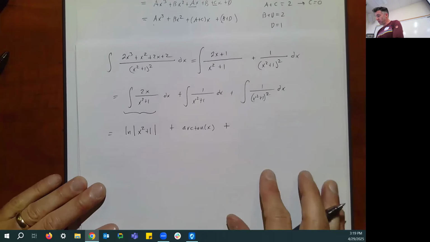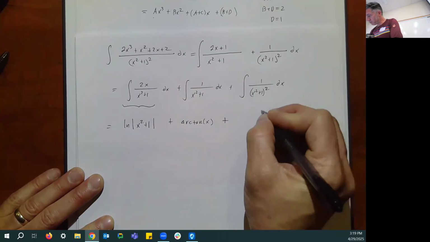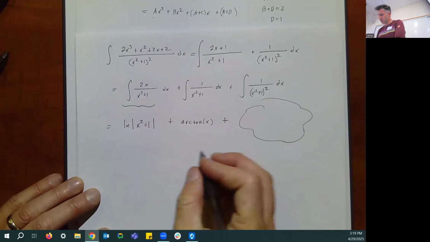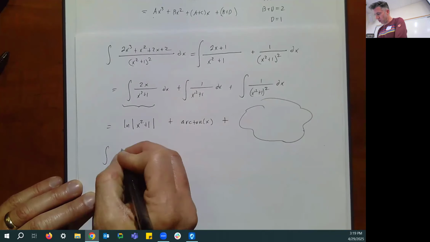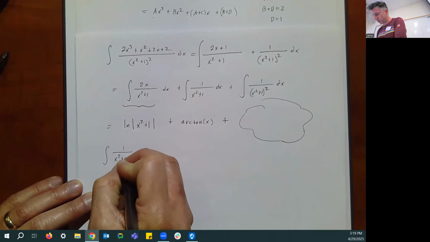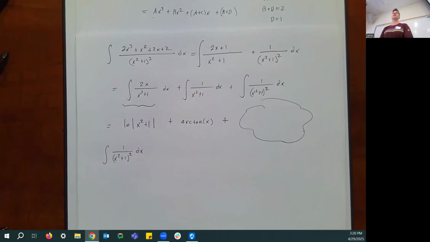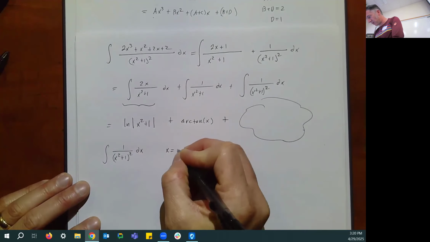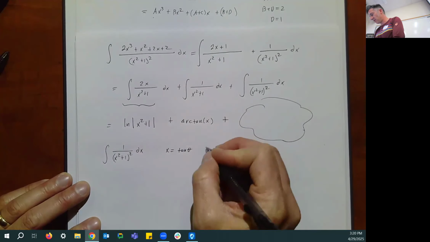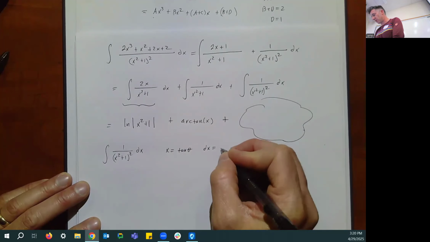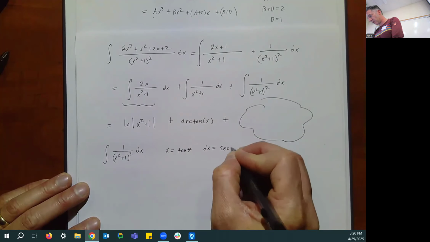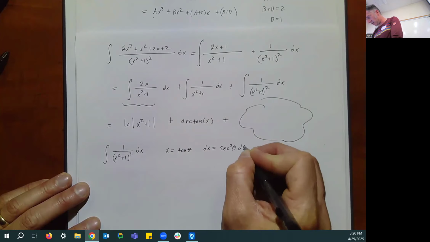So here, for this integral, 1 over x squared plus 1 squared. All right, which trig sub is it? Is it tangent, secant, or sine? It's got to be tangent because the plus sign looks like a T. So we know that x is going to equal tangent of theta, and dx is going to equal the derivative of tangent, which is secant squared theta times d theta.